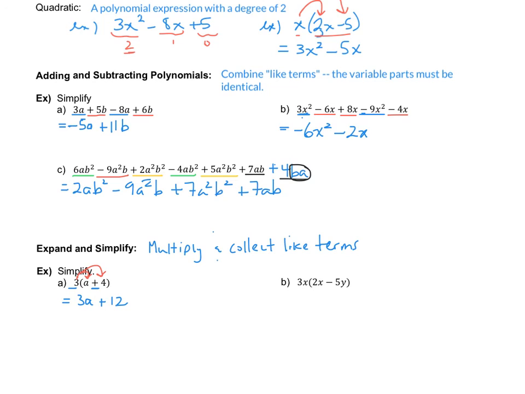All right, our next example, we've got the 3x. This is a monomial. It's multiplying this binomial. It's going to distribute through that bracket. 3 times the 2 gives us a 6. X times x would be an x squared. And then the 3x multiplies the minus 5y. A positive 3 times a minus 5 would be a minus 15. X times y is just xy.